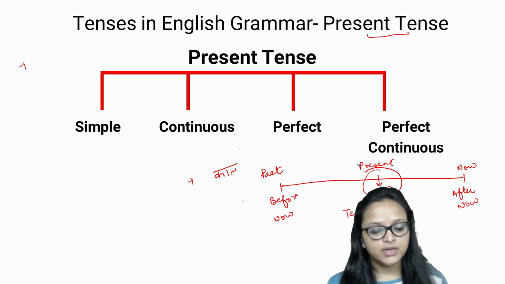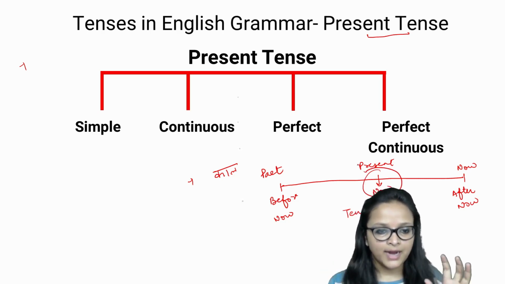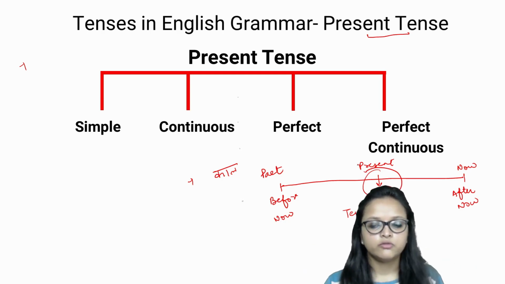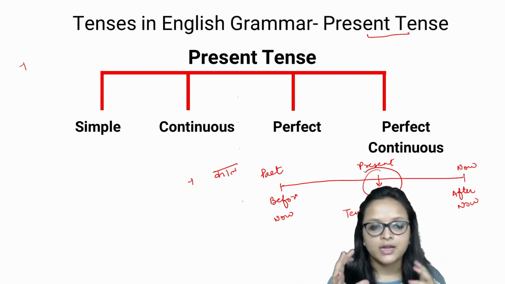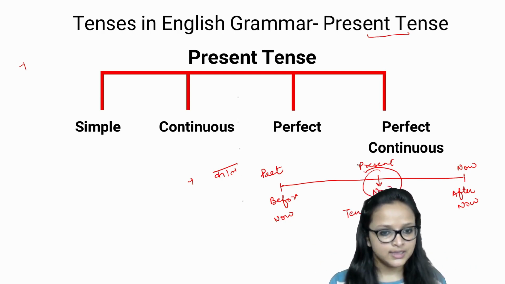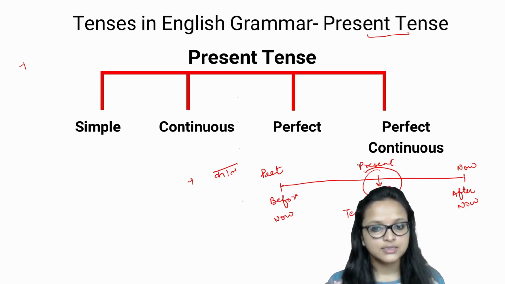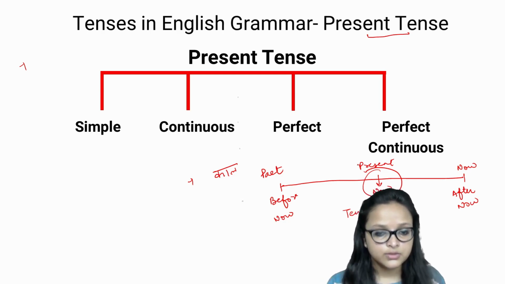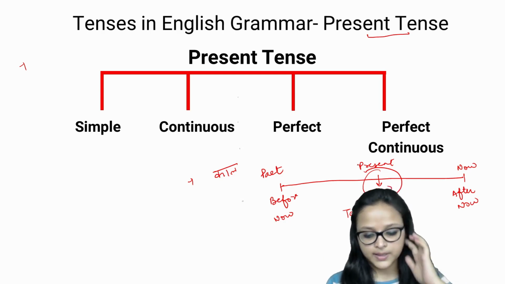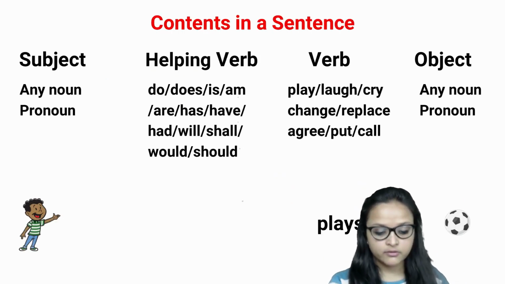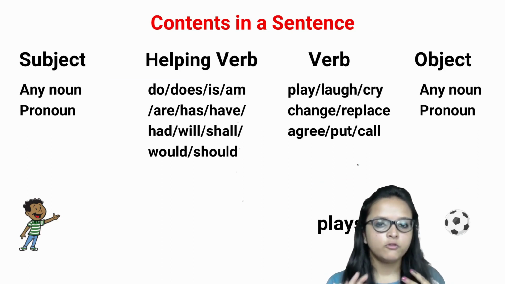Okay, so every tense is divided into four subsections, that is simple, continuous, perfect, and perfect continuous. And we are going to discuss simple present tense, present continuous tense, present perfect tense, and then present perfect continuous, their usage, and how to make correct sentences using present tense rules. Okay, so first of all, you need to know how we form a sentence.